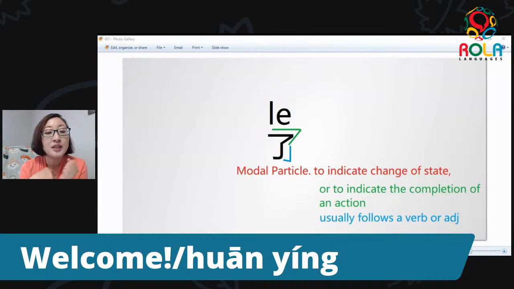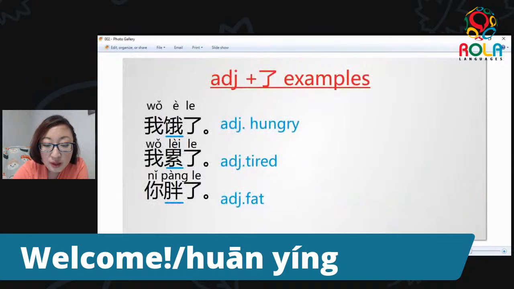And like I said, it does not carry any specific meaning, but it does help to structure a sentence to mean a certain way. For one, if we use le, it may indicate a change of state, or it might indicate the completion of an action. Okay, that sounds pretty abstract, right? Let's look at some examples. Now I'm gonna make it more clear what's happening. Usually le goes after a verb or an adjective.